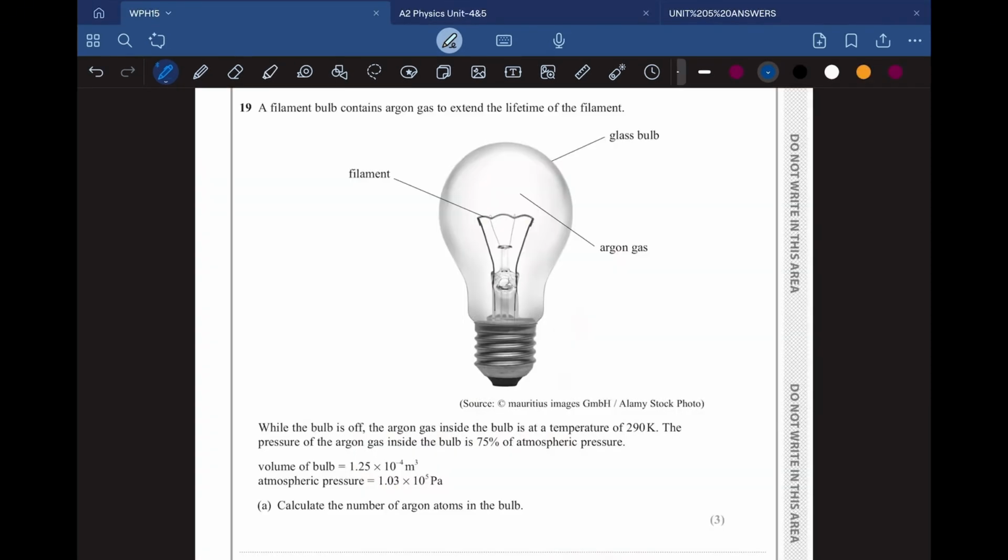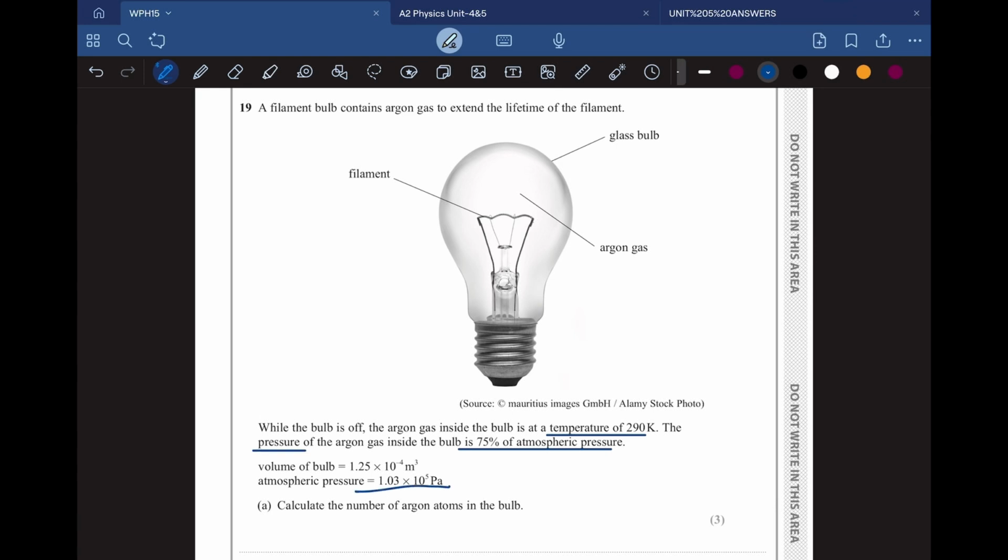Now question number 19 says a filament bulb contains argon gas to extend the lifetime of the filament. While the bulb is off, the argon gas inside the bulb is at a temperature of 290 Kelvin. So the temperature is 290 Kelvin. The pressure of the argon gas inside the bulb is 75% of the atmospheric pressure.